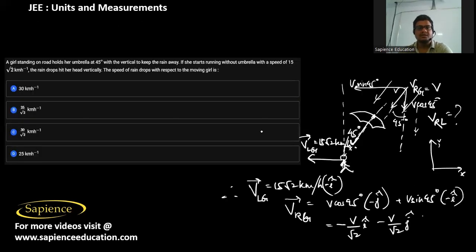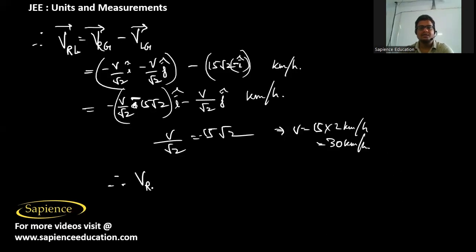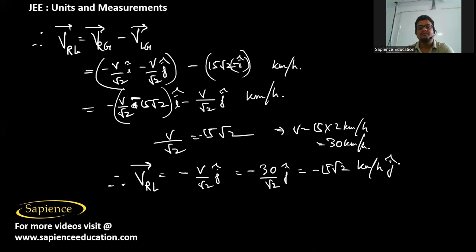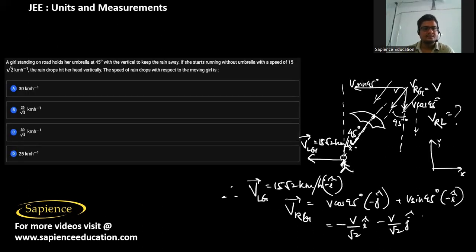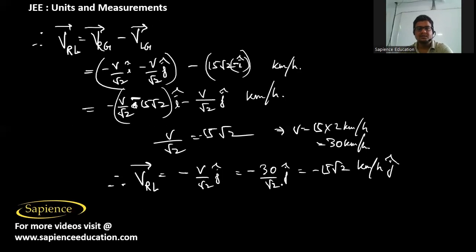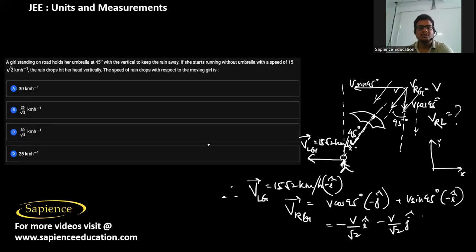The velocity of the raindrops with respect to the girl is minus V by root 2 j cap. So that is minus 30 by root 2 j cap, that is minus 15 root 2 kilometer per hour j cap, which is also equal to 30 by root 2 kilometer per hour. It is the speed of the raindrops with respect to the moving girl. So option C is the correct answer.